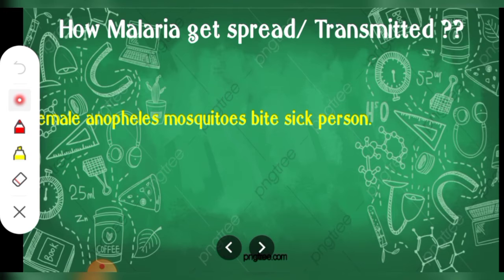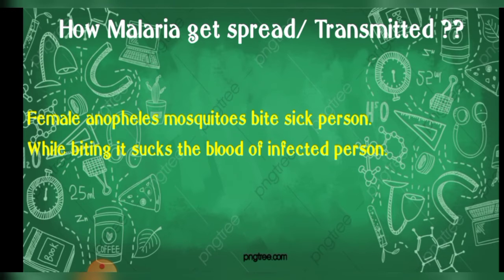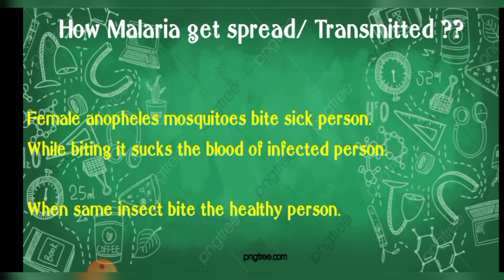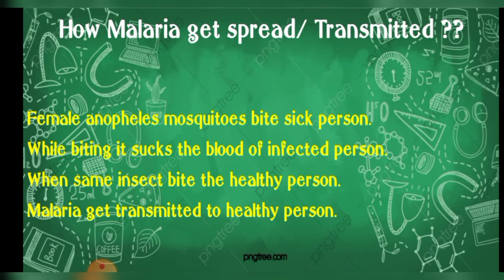Basically, the female Anopheles mosquito bites a sick person. While biting, it sucks the blood of the infected person. When the same insect bites a healthy person, then malaria gets transmitted to the healthy person. These are the steps not only for malaria but also for other diseases which are spread by mosquitoes or flies.